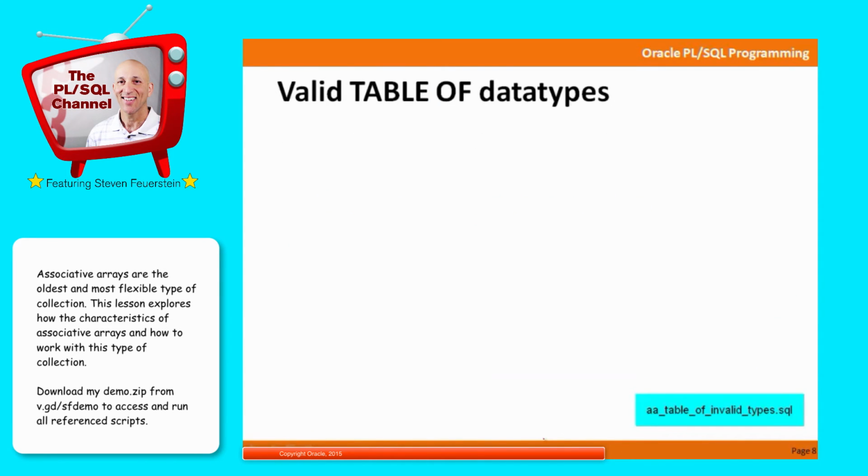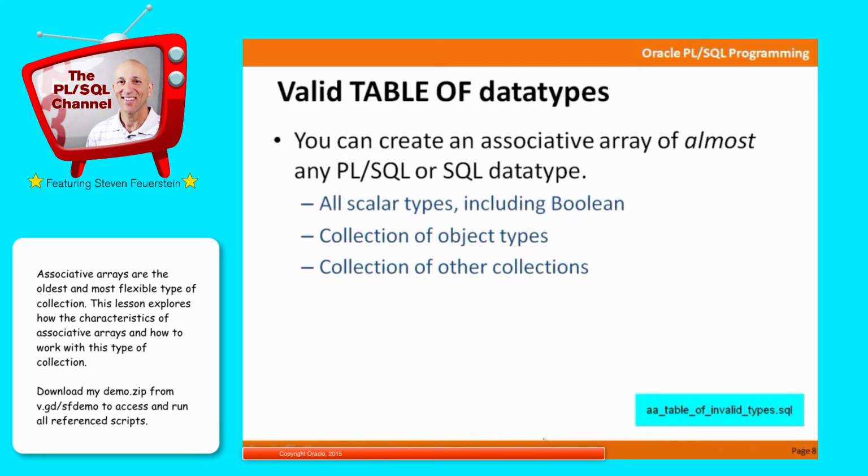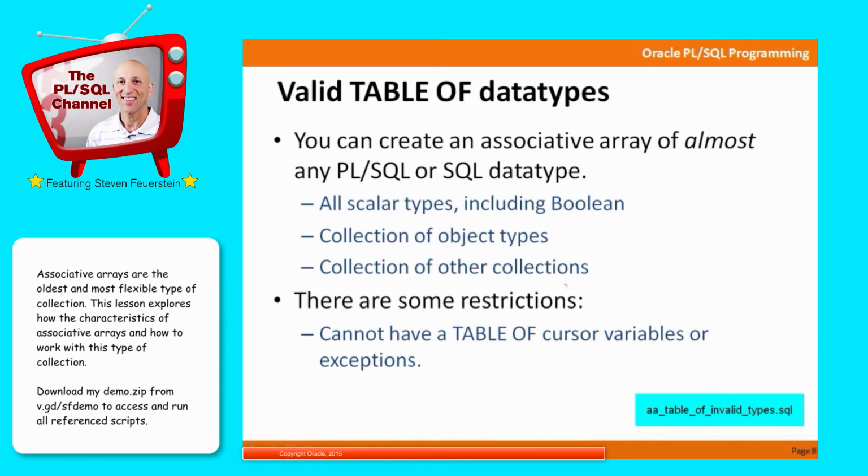And in fact, valid table of data types are virtually anything you can declare in a PL/SQL program as a data type. So all the scalar types, including booleans, collections of object types, of records, collections of other collections, which are nested collections, which I'll talk about in a separate lesson. What you can't do is have a table of cursor variables or a table of exceptions. So those are two, excuse the pun, exceptions to the rule. Let's take a look.